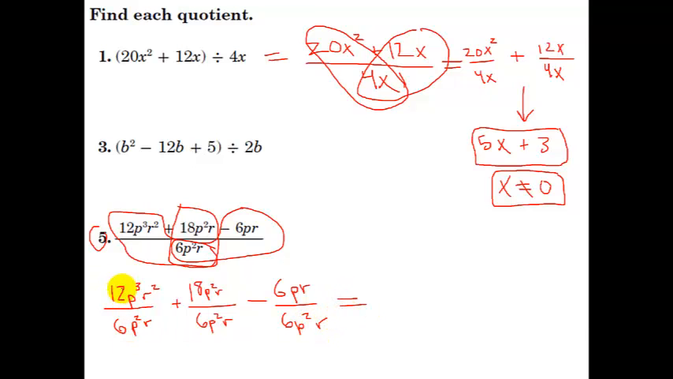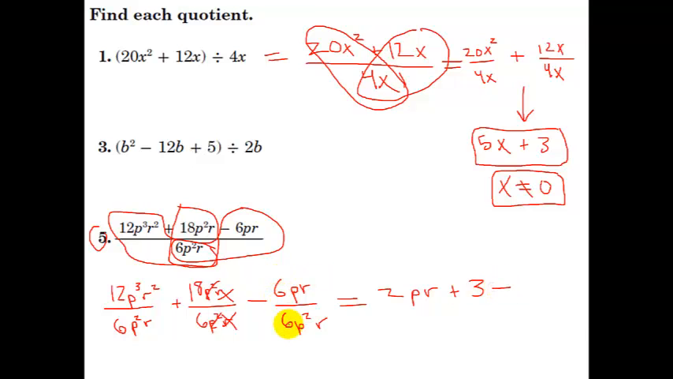Okay, first term, 6 and 12 reduced to just being a 2. P cubed over p squared is just p, and r squared over r is just r. So 2pr is my first term, plus 18 over 6 reduces to 3. P squared cancels p squared, r cancels r. So just 3, that's it. Everything else canceled. Here, cancel, cancel.